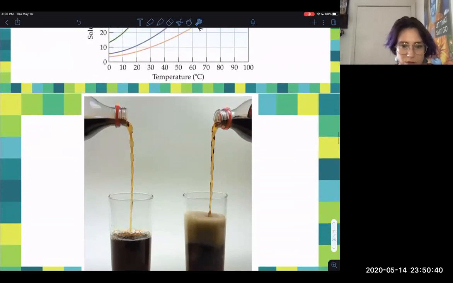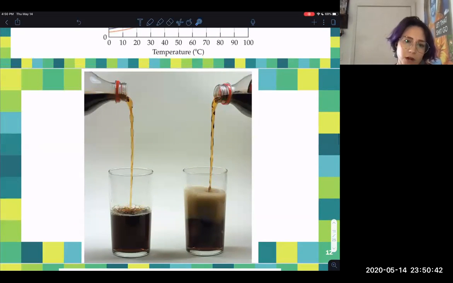Take a look at this though. Which cup, left or right, is cold? See if you can tell. Which cup has cold soda? Ooh, a battle, right or left? Y'all are split.